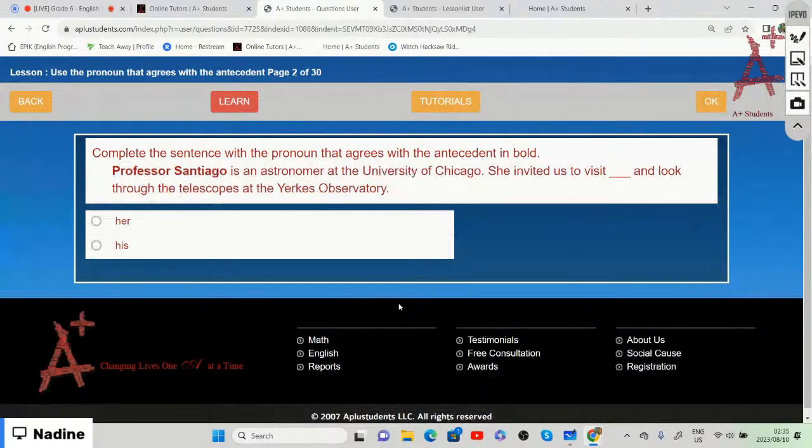Professor Santiago is an astronomer at the University of Chicago. She invites us to visit, is it her, and look through the telescope at the Yerkes Observatory, or she invites us to visit his. So his is not part of it because it doesn't make sense there. So we're going to say her.